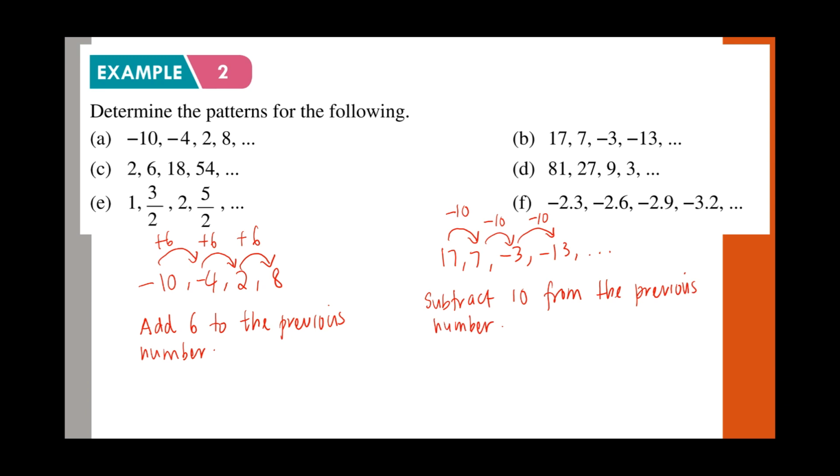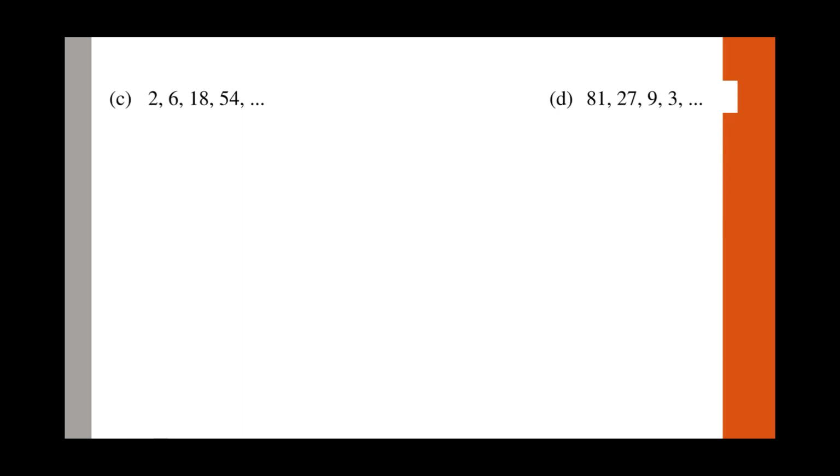Can I write down subtract -10 like this from the previous number? No, because you already write down the word subtract, so it will be +10. So just subtract 10 from the previous number. Do you have any question, class, so far? No? Okay, good. I'm going to change the color so that it's easier now. Okay, let us look at the next one.